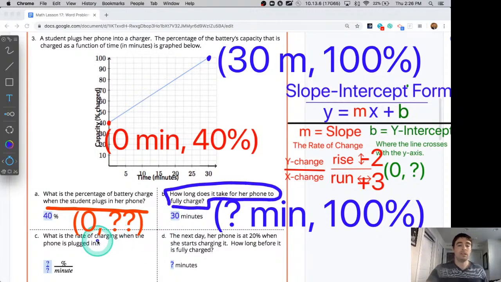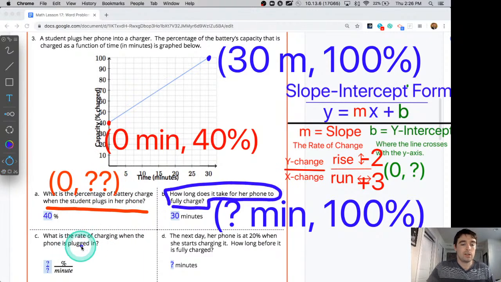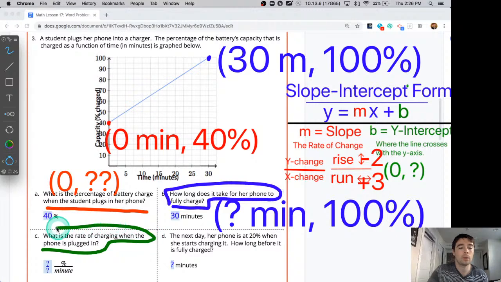Next up, for part C, they ask us, what is the rate of charging when the phone is plugged in? We're going to do this one in green now. We're going to call part C the green one. And whenever word problems ask you about speeds or rates, whenever they say how much does one unit move per another, and in this one, how much percent per minute, they're really asking us about slope. And as you recall, to find slope, we need two data points to measure our y change over x change, or the rise over run.